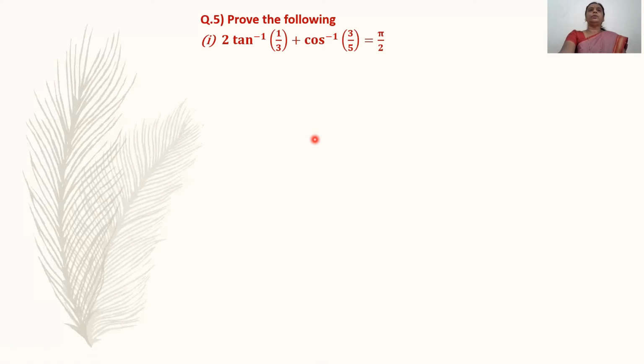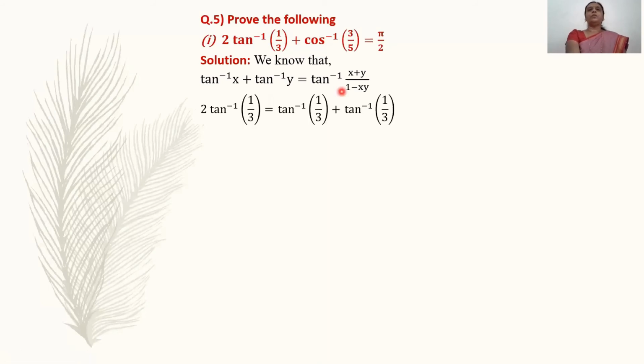Prove the following: 2 tan inverse 1 upon 3 plus cos inverse 3 by 5 is equal to pi by 2. Now we know from the properties of inverse trigonometric functions that tan inverse x plus tan inverse y is equal to tan inverse of x plus y divided by 1 minus xy. Now for 2 tan inverse 1 upon 3, this is 2 times tan inverse 1 upon 3. Therefore, I will split these and write tan inverse 1 upon 3 plus tan inverse 1 upon 3.